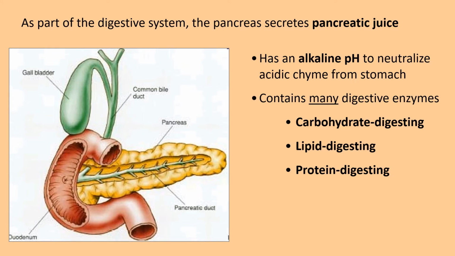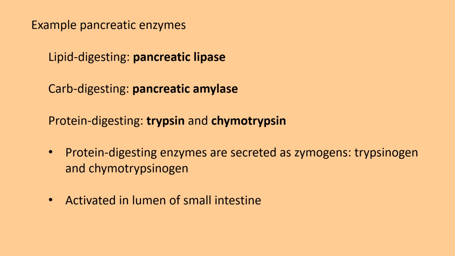There are many different digestive enzymes in pancreatic juice. They digest carbs, they digest lipids, they digest proteins, and there are also nucleic acid digesting enzymes that are part of pancreatic juice. So these are the example enzymes that we're going to cover. We're not covering all of the pancreatic enzymes, rather a select few. An example of a lipid digesting pancreatic enzyme is pancreatic lipase. A carb digesting enzyme is pancreatic amylase. And we'll do two protein digesting enzymes, trypsin and chymotrypsin.